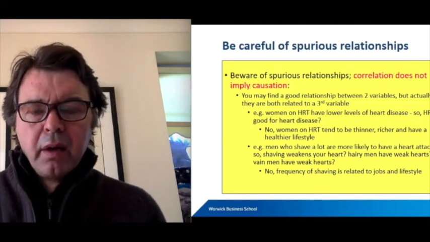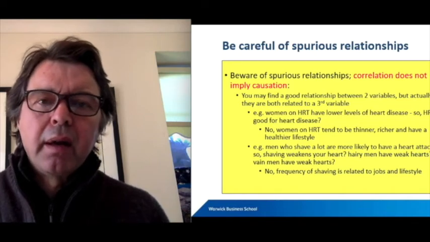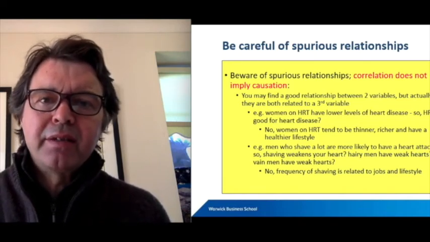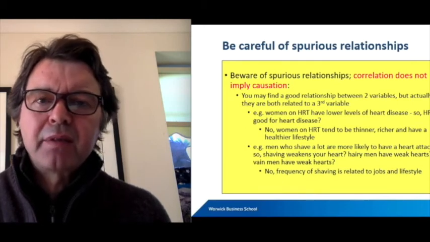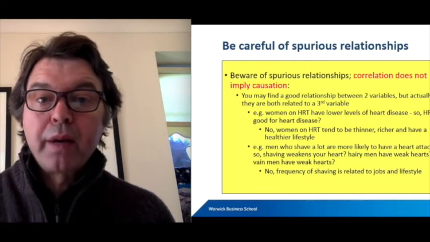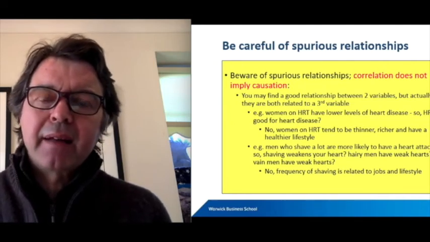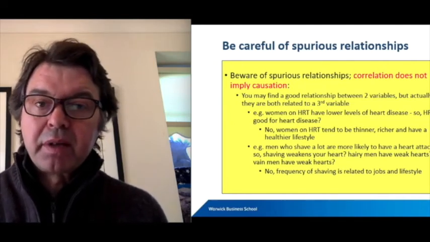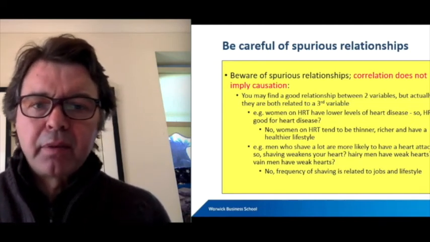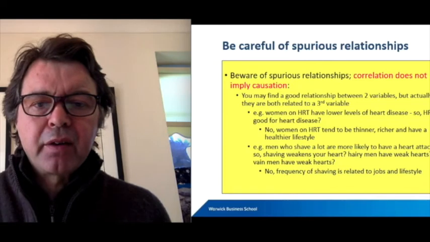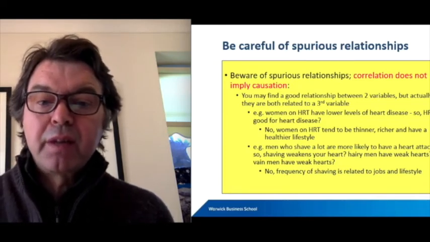Now, regression is great, but you need to be a little bit careful because it's so easy to do that you can find relationships, but actually sometimes those relationships are what we call spurious relationships. What that means is that there is a relationship between two variables, but it's not causal. So let me give you an example.